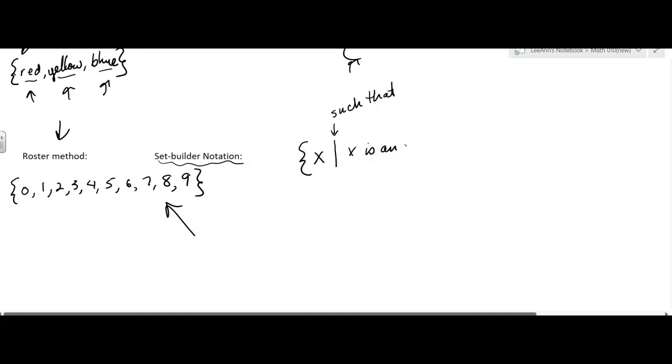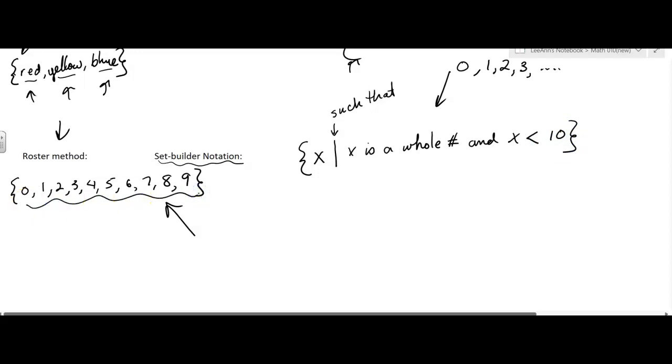Oh, no, I'm going to say x is a whole number. Then I can save myself a little bit of work. I'll just use the number symbol. Now you might remember whole numbers are 0, 1, 2, 3, and so on. Okay, so x is a whole number and x is less than 10. If you think of all the whole numbers less than 10, there they are. So that would be another way to write it. This is called set builder notation.